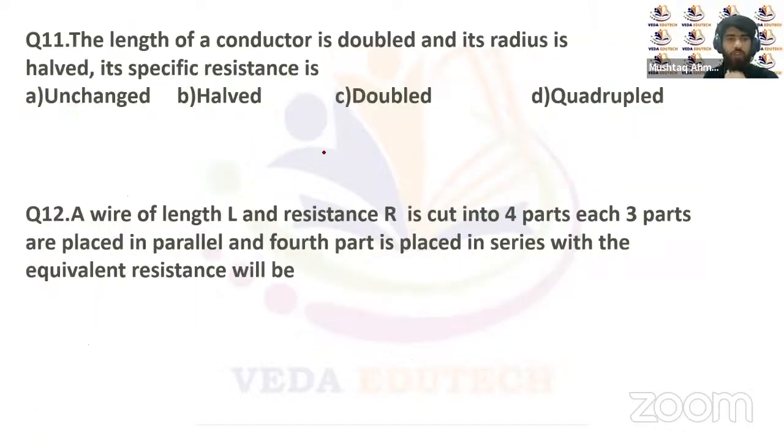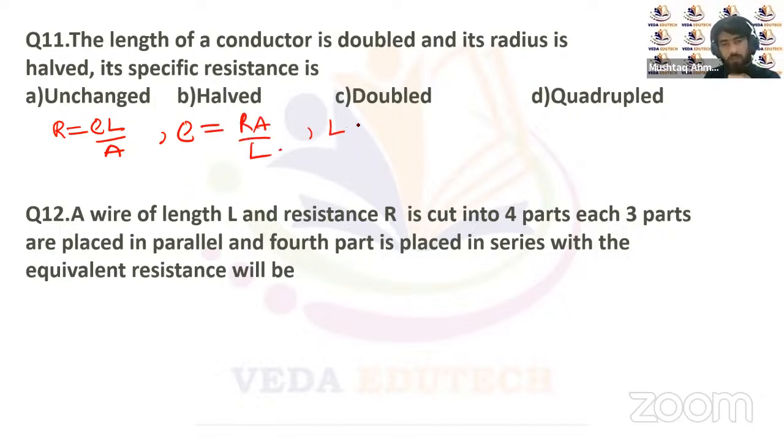Now let's move on to question number 11. The length of the conductor is doubled and its radius is halved, its specific resistance is... We know the specific resistance is the resistivity, right? The resistance of a conductor is given by rho L upon A, so the resistivity of this conductor is RA upon L, right?